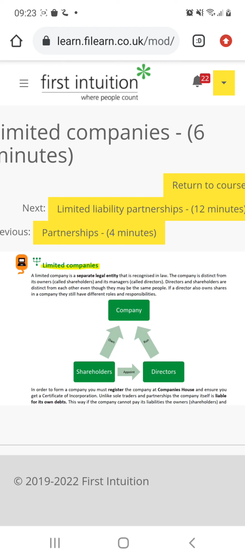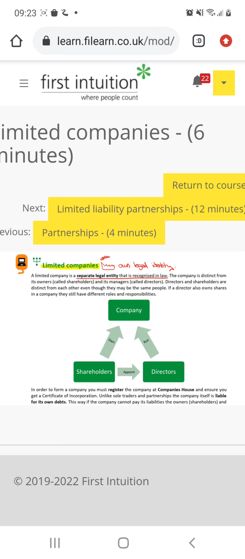A limited company is a separate legal entity that is recognised in law. So it's very different to what we've seen with sole traders and partnerships. Here's our limited company. They have their own legal identity. And this means that a limited company can own assets in its own right. It can sue and be sued in its own right. Now, what do we mean by that?